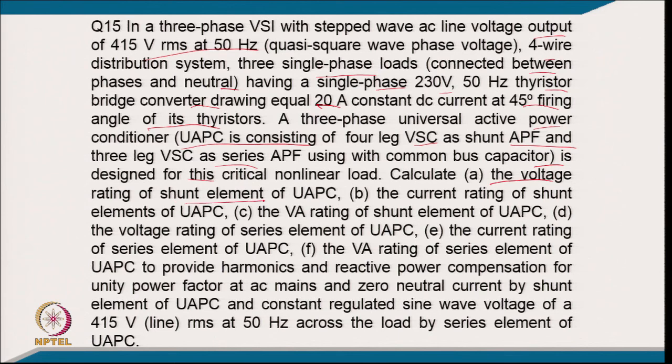Calculate the voltage rating of the shunt active filter, current rating of the shunt active filter, VA rating of the shunt active filter, the voltage rating of the series active filter, current rating of the series active filter, and VA rating of the series active filter to provide harmonics and reactive power compensation for unity power factor at AC mains and 0 neutral current by the shunt element, and a constant regulated sine wave voltage of 415 volt at 50 Hz across the load by the series element.